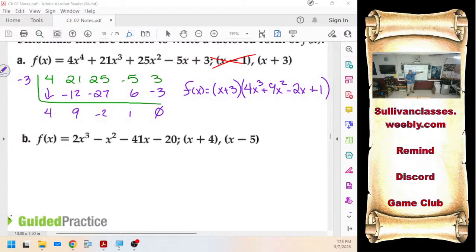If I have these two things multiplied together, they are factors, right? There you go. I got a factored form. It means I don't have to break this down into linear and irreducible quadratics.